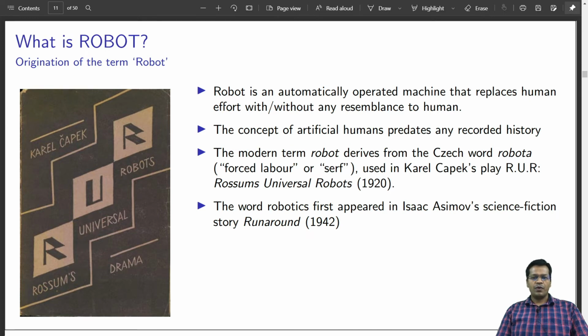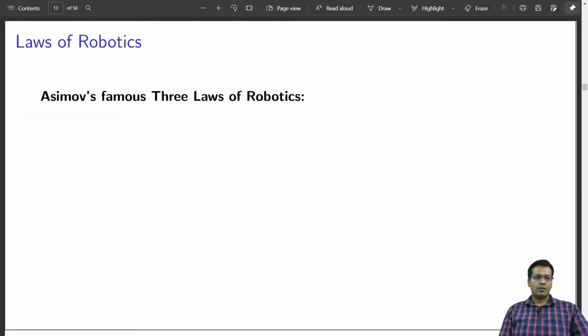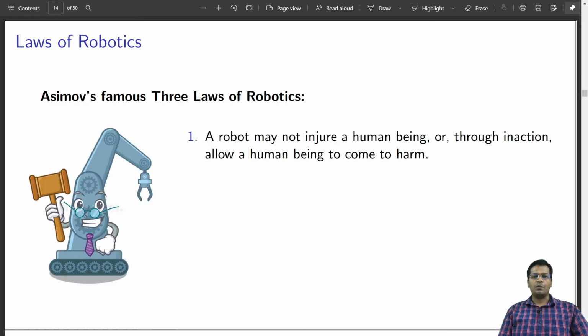The word robot first appeared in Isaac Asimov's science fiction story Runaround in 1942, and Runaround also contained some of the famous laws of robotics, formally known as the three laws of robotics. The laws can be defined as: number 1, a robot may not injure a human being or, through its inaction, allow a human being to come to harm. That means a robot should not be capable of damaging something like a human, or the environment all around its periphery.